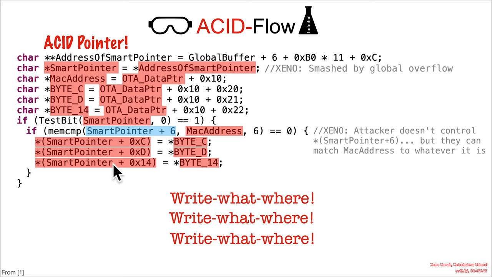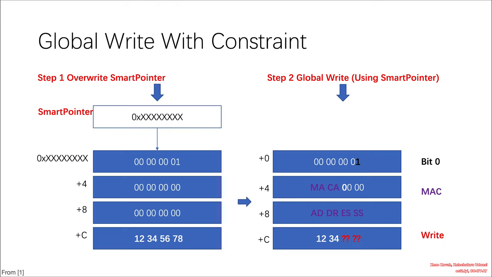So the where obviously is not completely unconstrained in the sense that it's plus C, D and 14, but it is kind of unconstrained in the sense that they can just slide this around however they want, and this can be any address they want. The only true restriction that they have here is this notion of the smart pointer bit 0 needs to be 1. So this is how they visualized it in the original research, and I'm going to drill down on it a little bit more.